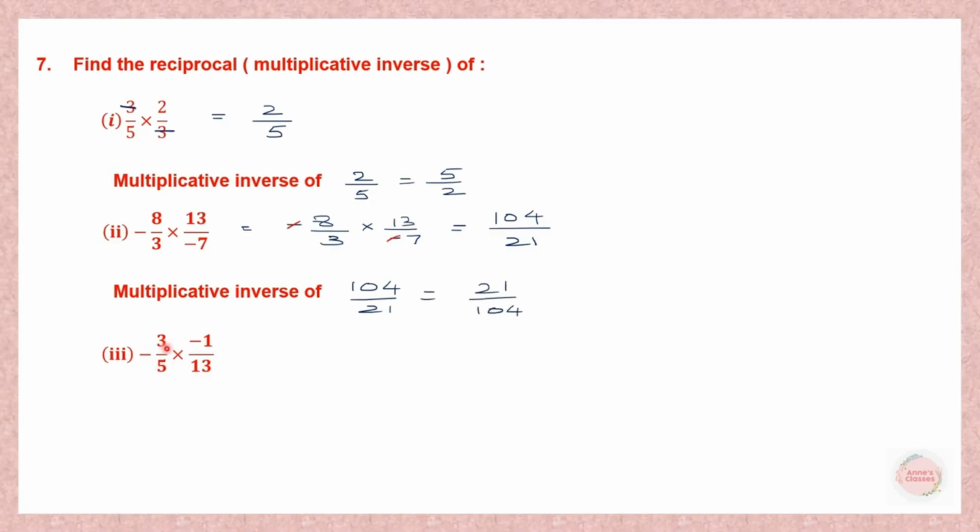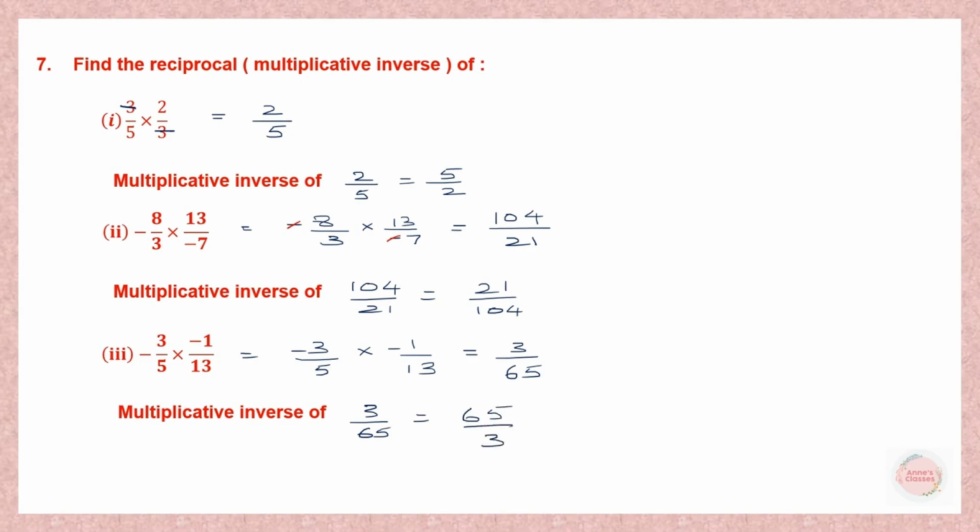Question 3. Here we have minus 3 by 5 into minus 1 by 13. So let's write that as minus 3 by 5 into minus 1 by 13. Now here also there's nothing to cancel, so we multiply the numerators. So minus into minus is plus, 3 ones are 3. So this is 3. In the denominator we have 5 into 13, which is 65. So 3 by 65. Now we have to find the multiplicative inverse of 3 by 65, which will be the reciprocal, that is 65 by 3. So this is our answer.